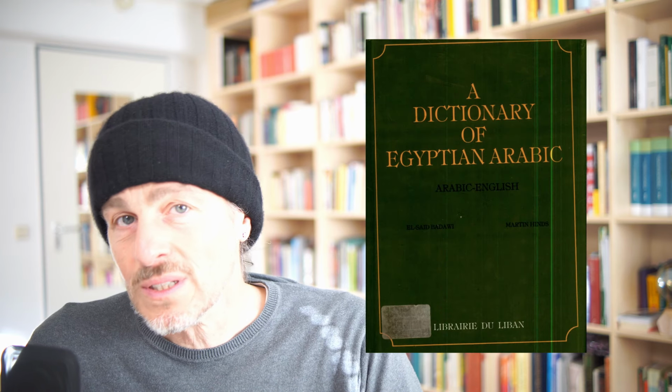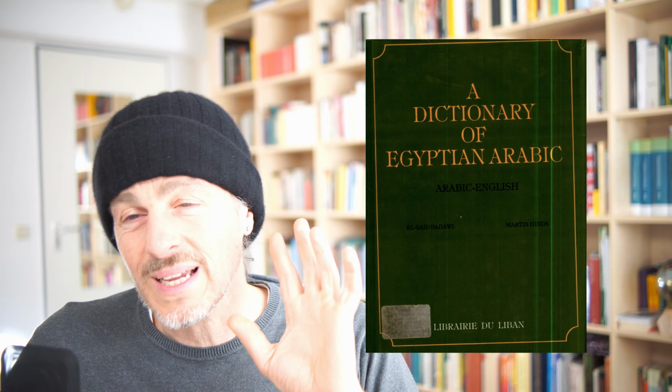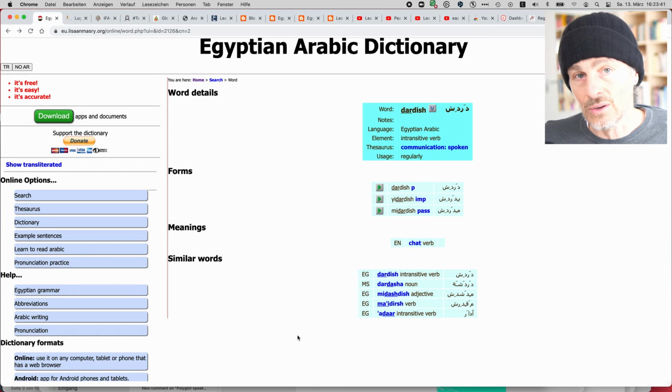So, let's start with dictionaries. Dictionaries are a great necessity, a very big necessity. We don't have that many. We have Hinds Badawi. I won't talk about books now, but it is a very good dictionary of Egyptian Arabic. But we will look at the online sources. The books, I will write them into the description. And the online resources, you will get them all here.